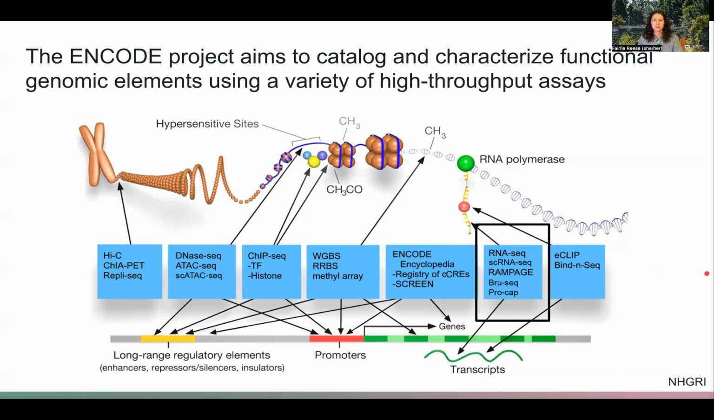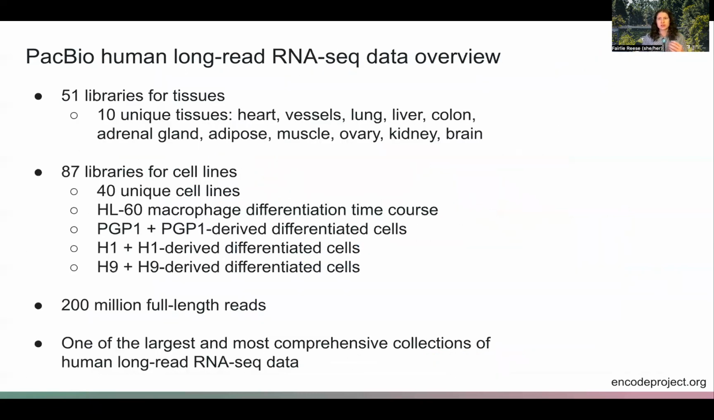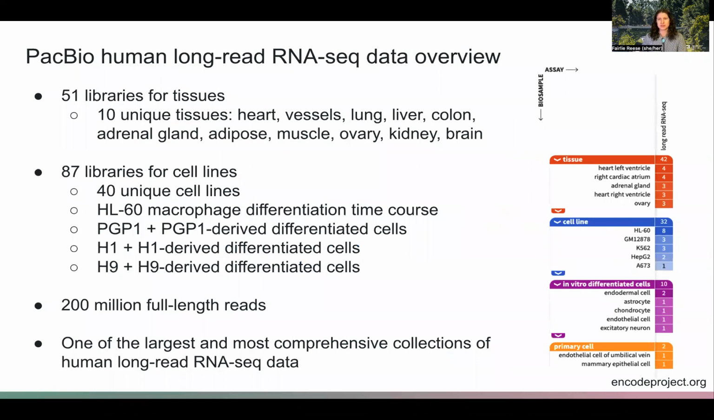My lab in particular produces all of the long-read RNA sequencing data for ENCODE. So the data that I'll be working with today is the PacBio human long-read RNA sequencing data on the ENCODE portal. Altogether, this comprises 51 libraries for 10 tissues and 87 libraries for 40 unique cell lines and in vitro differentiated cells. Altogether, this is around 200 million full-length reads, and we believe that this is one of the largest and most comprehensive collections of human long-read RNA sequencing data that there is.